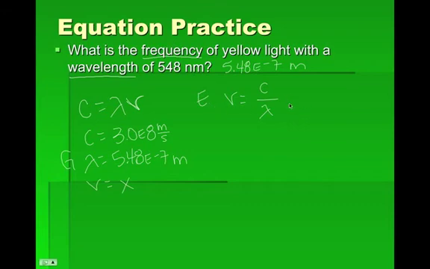So that's my equation, and this is my unknown right here, sorry, I forgot the nu part of that. So my substitution: frequency equals 3.0 times 10 to the 8 meters per second divided by 5.48 times 10 to the negative 7. And look at that for a second and see if you can estimate what you're supposed to get. I'm actually using this as an excuse because I forgot my calculator.